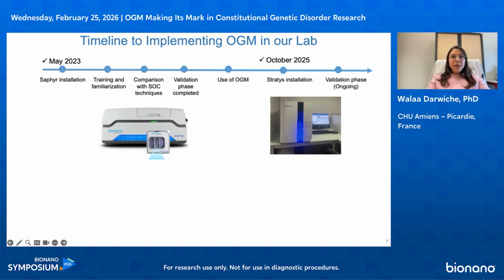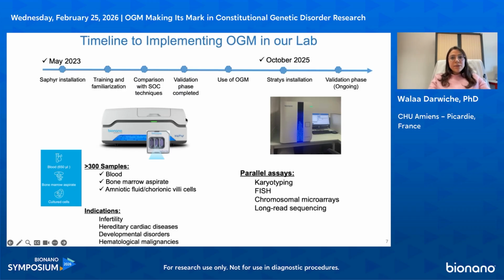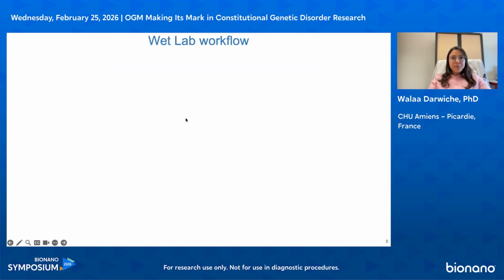During these 2 years, we analyzed more than 300 samples of blood, bone marrow aspirates, amniotic fluid, and chorionic villi cells. These samples covered various indications such as infertility, hereditary cardiac diseases, developmental disorders, as well as hematological malignancies. For all cases, OGM was performed in parallel with standard techniques, including karyotype, FISH, chromosomal microarray, and long-read sequencing.